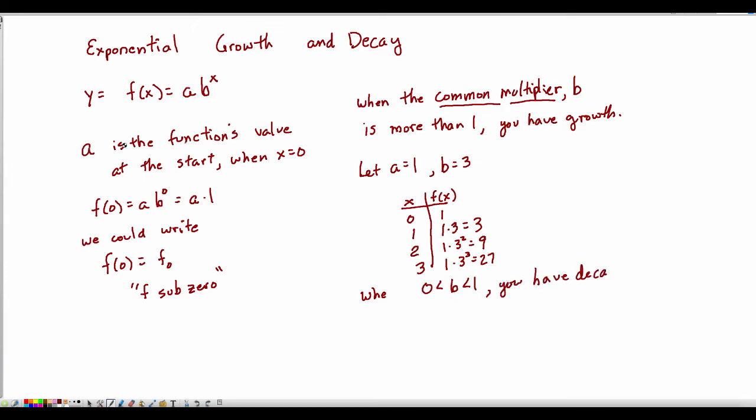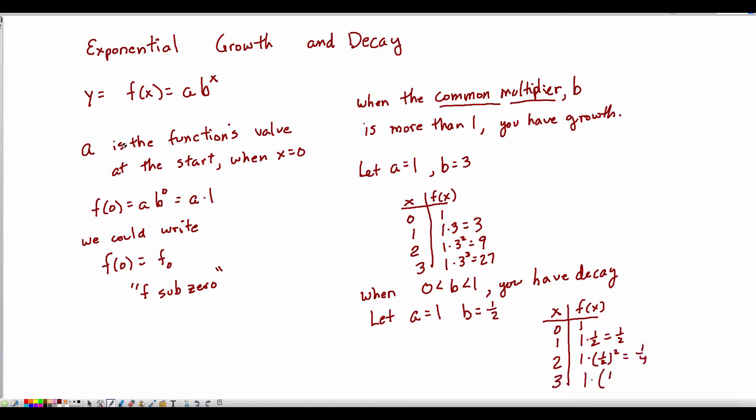When b is between 0 and 1, that is, it's a fraction, that's when you have decay. And if we look at this, let a equal 1 and b equal to, say, 1/2. Then when x is 0, f of x is 1. Then if x is 1, you get 1/2. If x is 2, you get 1/4. If x is 3, you get 1/8, and so forth. So you can see it's getting progressively smaller. And it approaches 0, but it never quite gets there, though it's very, very close to 0. In infinity, it would get to 0.